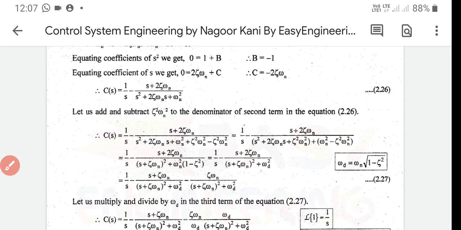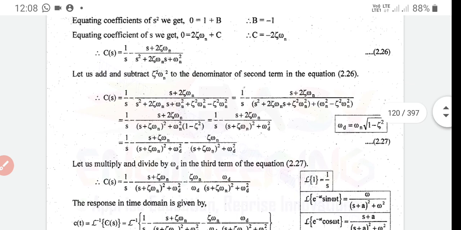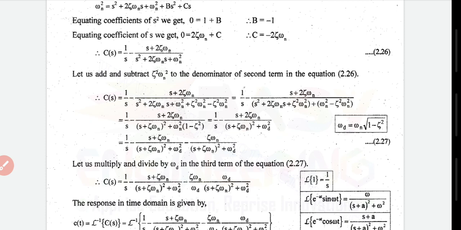after obtaining that equation, once again you are splitting that S plus 2 zeta omega n as S plus zeta omega n. Okay, so how you are splitting? See here, 1 by S minus (S plus zeta omega n) by ((S plus zeta omega n) whole square plus omega d square) minus zeta omega n by ((S plus zeta omega n) square plus omega d square). So you will get the plus 2 zeta omega n.